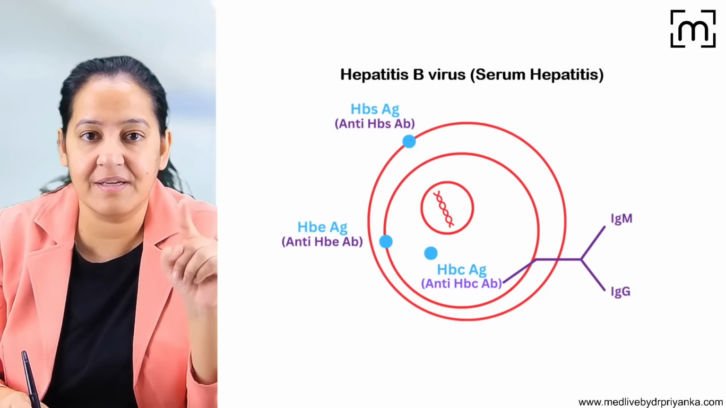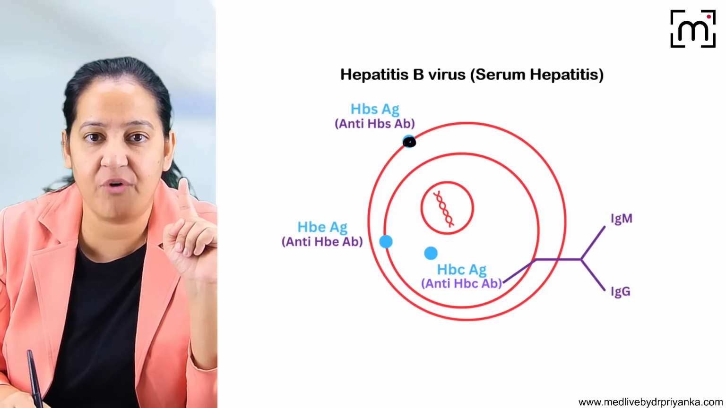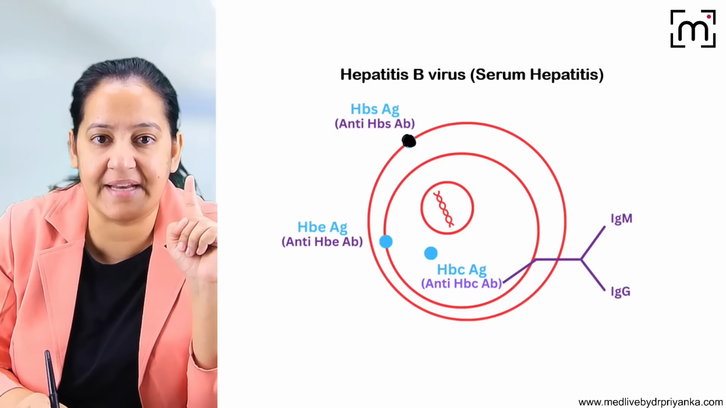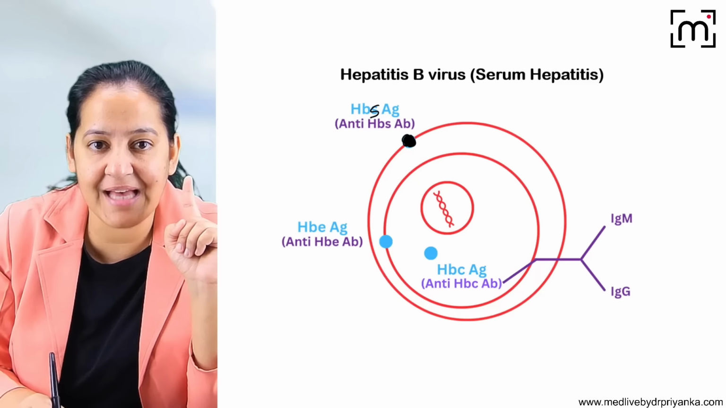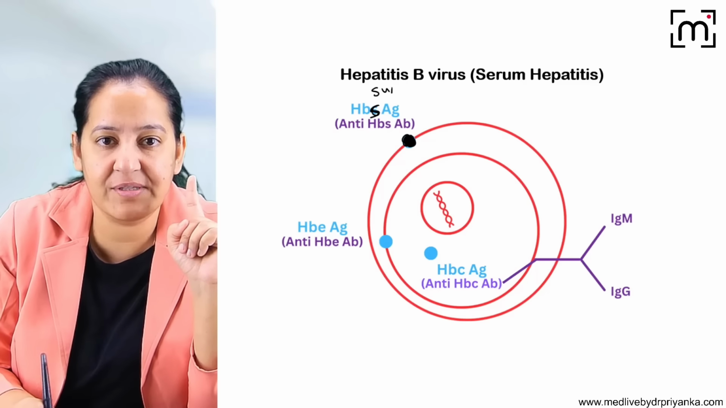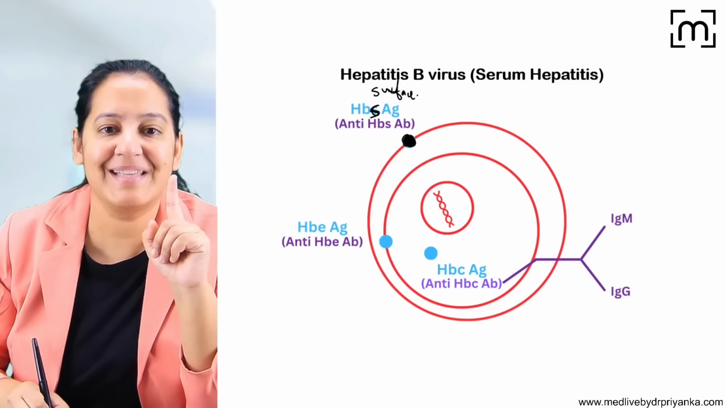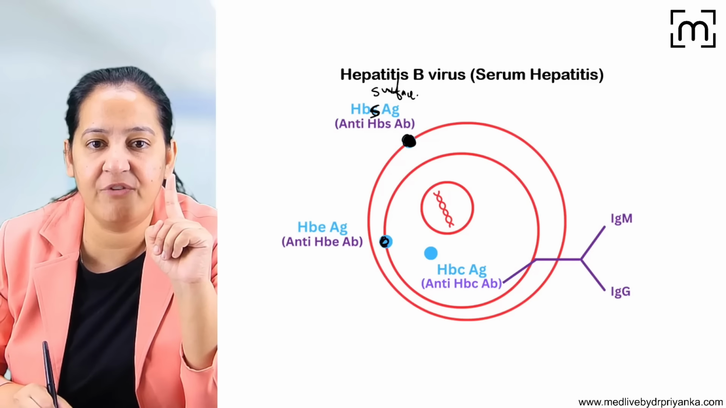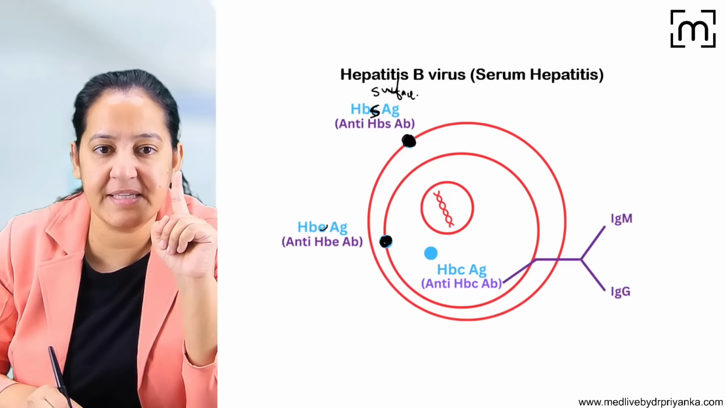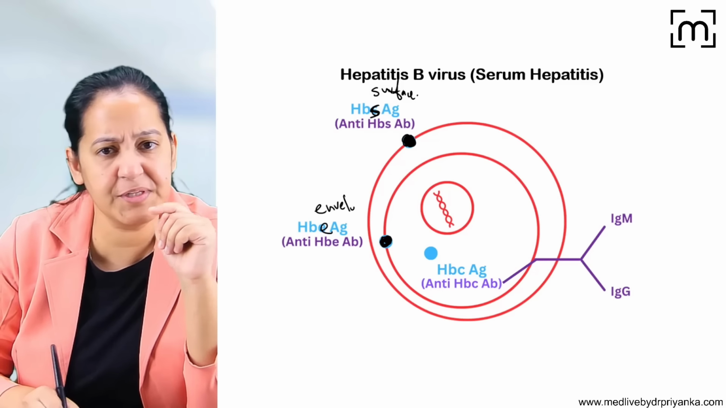The first antigen is hepatitis S antigen. S for surface, because it is present on the surface. The second is hepatitis E antigen. E for envelope, because it is present on the envelope.